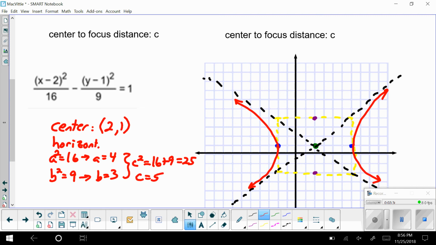Now to find the coordinates of the foci, they have to be further away from the center than the vertices are. So that's why we have to do c squared is a squared plus b squared instead of minus like the ellipse, where we want the foci closer. Because this is horizontal, I'm moving left and right. So my foci, I have to move from the center right 5. So 2 plus 5 is 7. And I have to move from the center left 5, which would put me at negative 3, 1. So at negative 3, 1, and at 7, 1. And there are our foci.